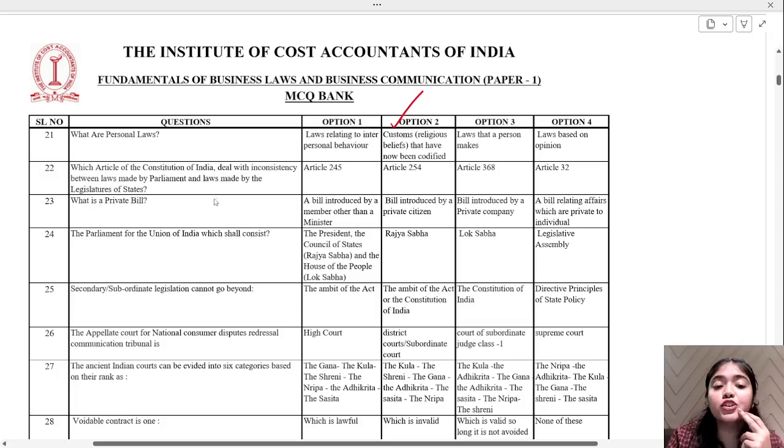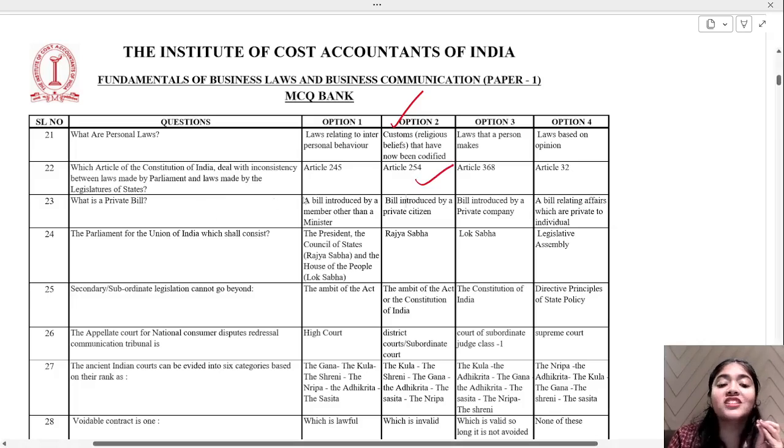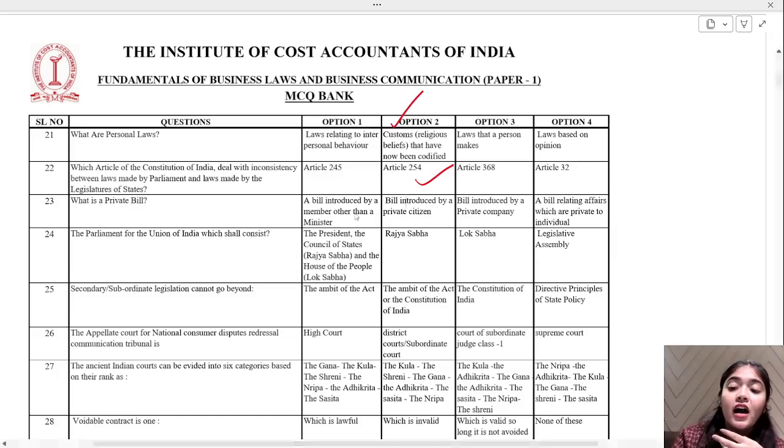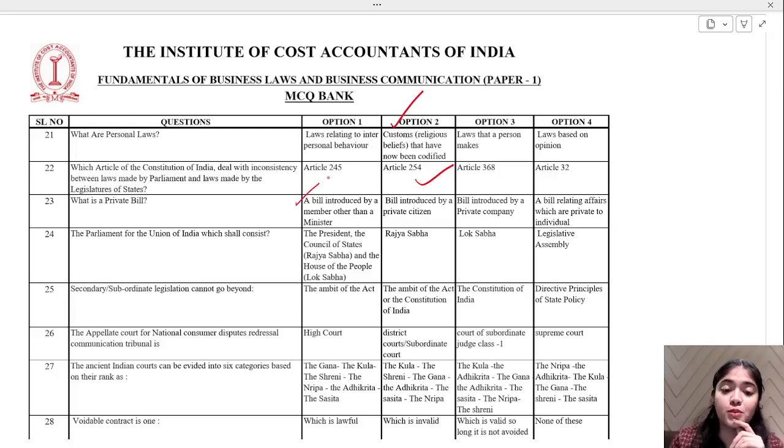Which article of the Constitution of India deals with inconsistency between laws made by Parliament and laws made by legislatures of states? There, inconsistencies are dealt with under which article number? Article number 254. Correct. What is a private bill? A bill introduced by a member other than a minister, a bill introduced by a private citizen, or a bill introduced by a private company, a bill relating to affairs which are private to an individual. Tell me which bill is a private bill? A bill introduced by a member other than a minister, option number 1.